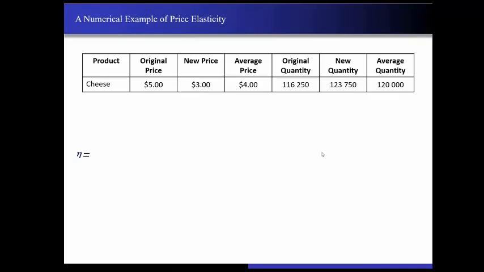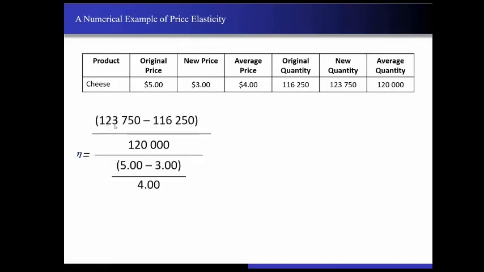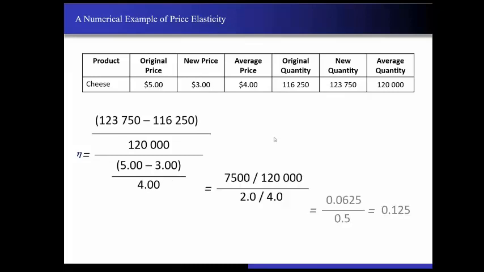So how do we calculate elasticity? Well, we just use that formula and plug everything in. On the top, the change in the quantity is just the difference between these two numbers: 123,750 minus 60,250. And we just divide that by the average. The average is 120. For the price, the difference in the price is $2. We divide that by the average, which is 4. Work it out, we get 0.125. So that would be the elasticity here.